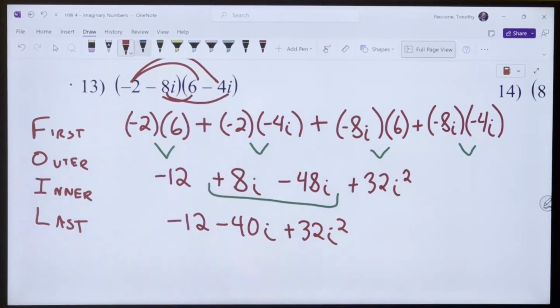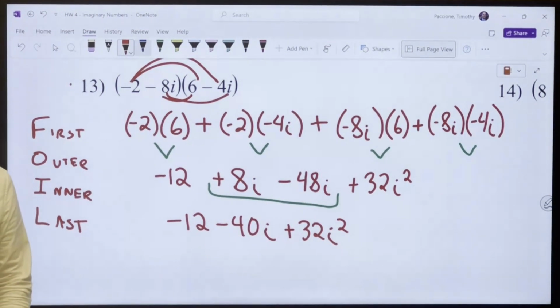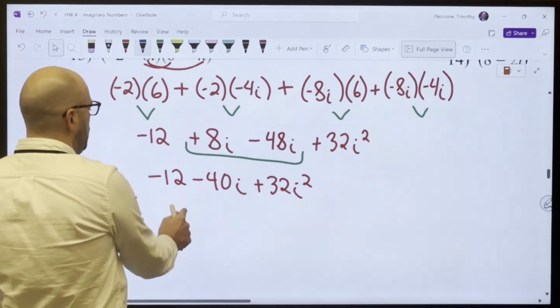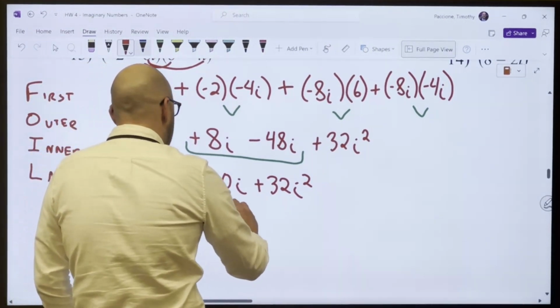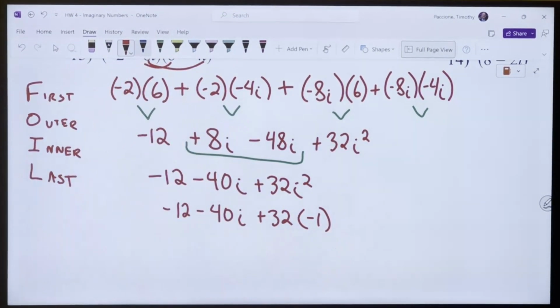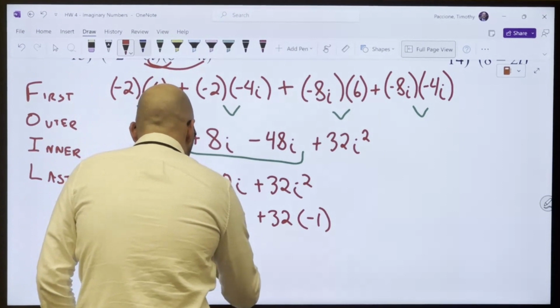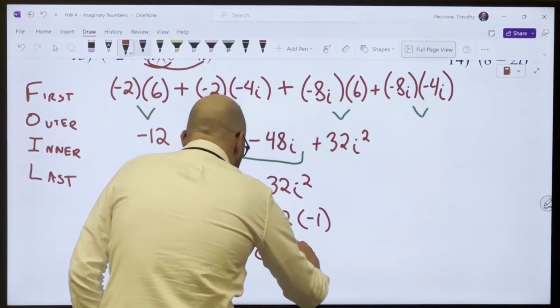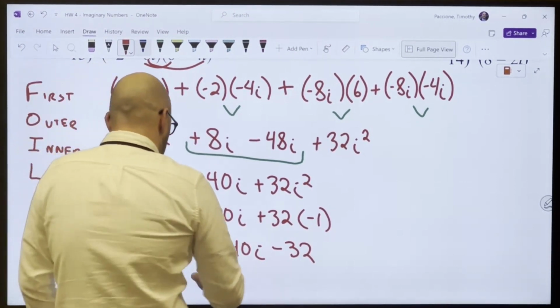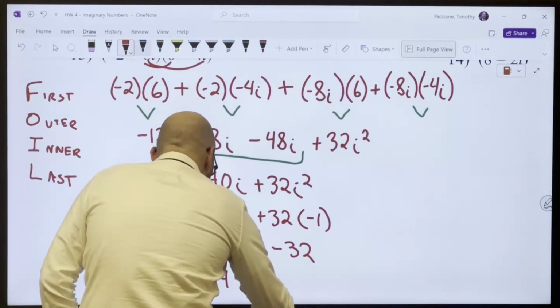Now, there's another thing I can do at this point. Just like the last problem, when I get this, I know what to do. Solve i squared. i squared is what? -1. So I'm going to replace the i squared with -1. So -12 minus 40i plus 32, and then times -1 instead of i squared. What is 32 times -1? -32. So -12 minus 40i minus 32. And then there's one more thing we can bring together now. -12 and -32. What is 12 plus 32? Yep. So -44 minus 40i.